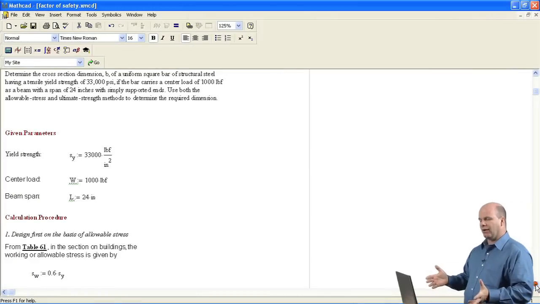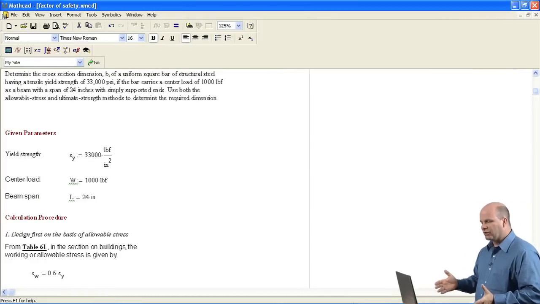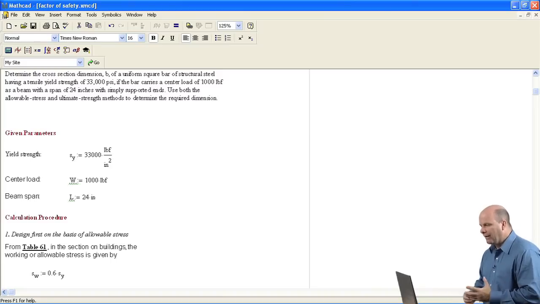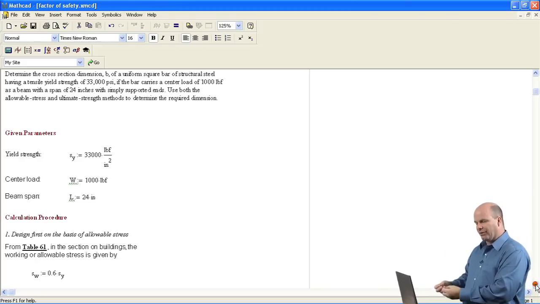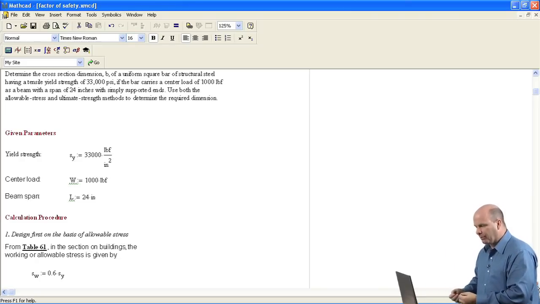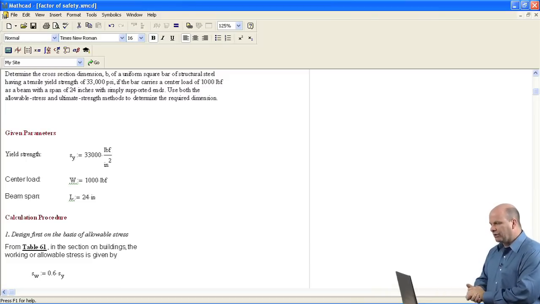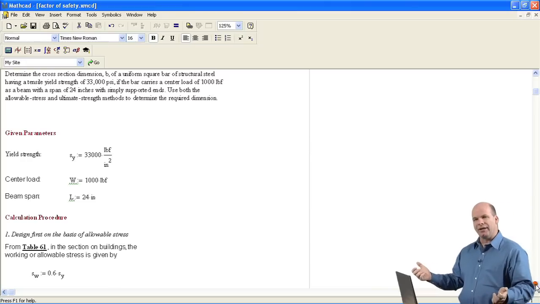The problem that we're going to solve is to determine the cross-section dimension, which we're going to call B, of a uniform square bar of structural steel that has a tensile strength of 33,000 psi. If the bar carries a center load of 1,000 pound force as a beam with a span of 24 inches with simply supported ends, we're going to use both the allowable stress and the ultimate strength methods to determine the required dimension.